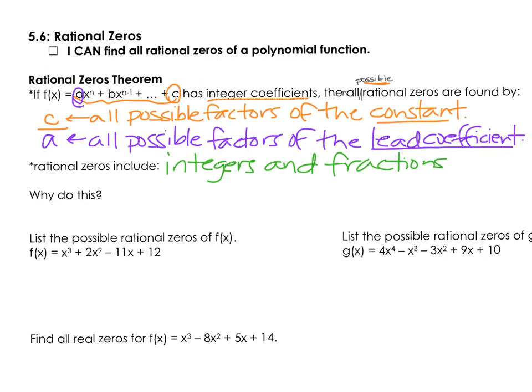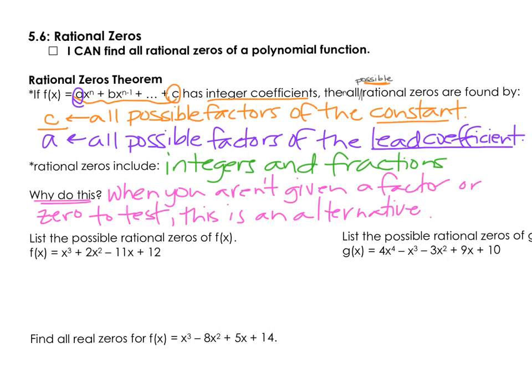So why would we do this? Why do we have to figure out possible zeros when we have other methods in place? Well, when you're not given a factor to test, this is your alternative. Again, when you aren't given a factor or a zero to test, like we were in lesson 5.5, this is the alternative for us. We're going to start by taking a look at how to generate what the possible zeros could be, and then I'll show you how to test for them.